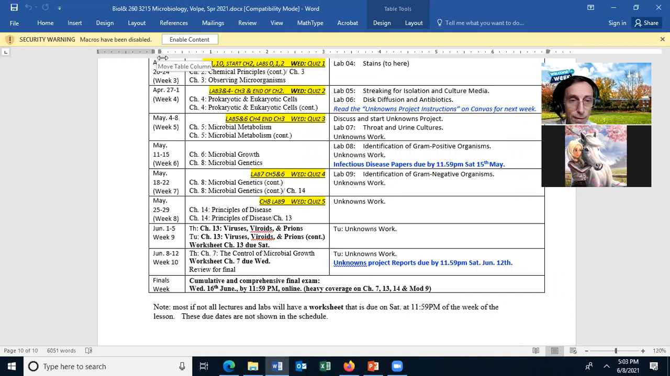So today we're going to finish our lesson, and it will be Chapter 7, the control of microbial growth. We had already started that lesson. Please note that the worksheet to Chapter 7 is not due on Saturday. I've got it due on Wednesday. Now, why did I say Wednesday? It should be due on Thursday. Let me take a look at that.